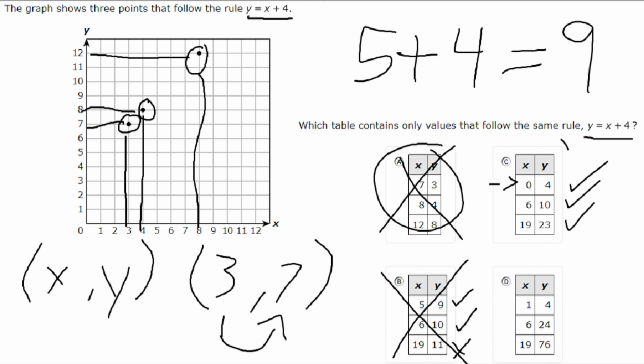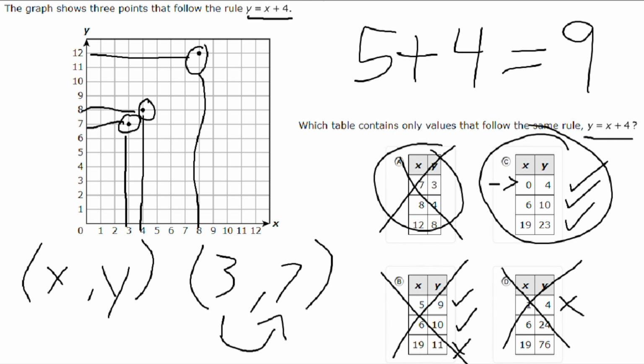Now, we can just circle this and leave, but we just want to make sure that we've chosen the right answer. So let's check out D. X is 1. 1 plus 4 is 5. So this is wrong. We don't even need to check out the rest, because remember, if one part of your answer is wrong, the whole thing is wrong. So for question number 1, the correct answer is C.